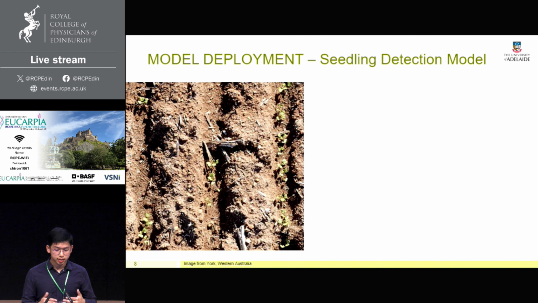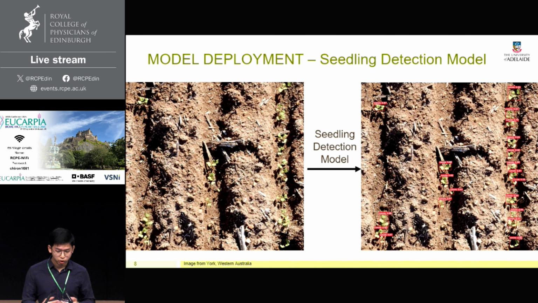To put this seedling detection model that we have trained into real-world application and to test and validate its performance, here we have used an image that has never been seen by the model on the left here. Running that through the seedling detection model, you can see that the model has actually done a pretty good job with putting a red bounding box on each and every canola seedling that it can detect, along with a confidence threshold of how confident the model is on that specific prediction.